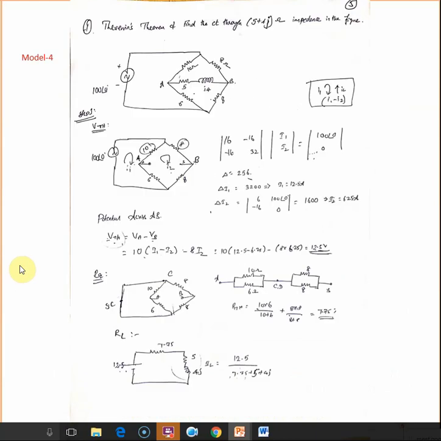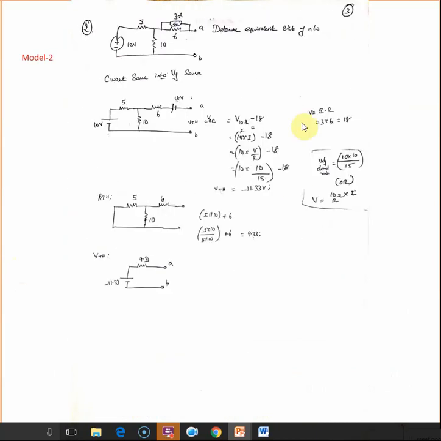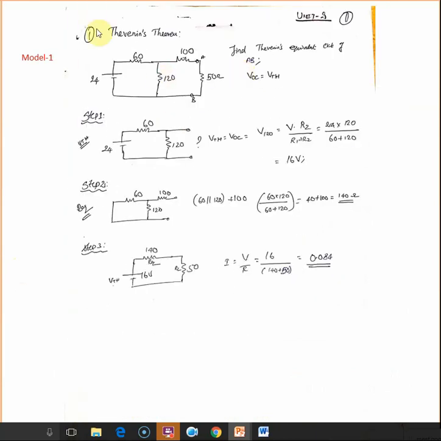Directly I will go to a simple model examination. Yes, this is a simple problem, you can take it. So here a source is there, a resistance is there, a resistance is there, a resistance is there.